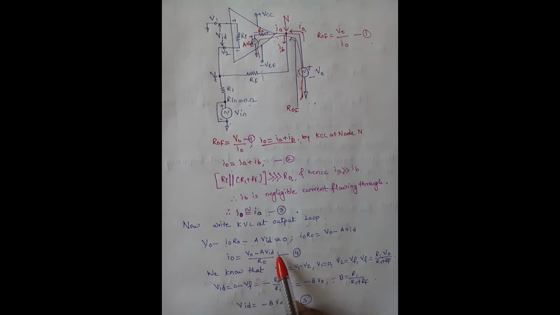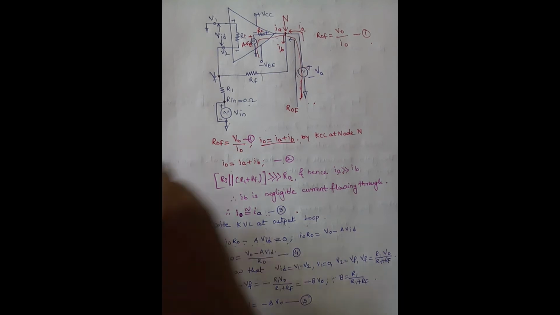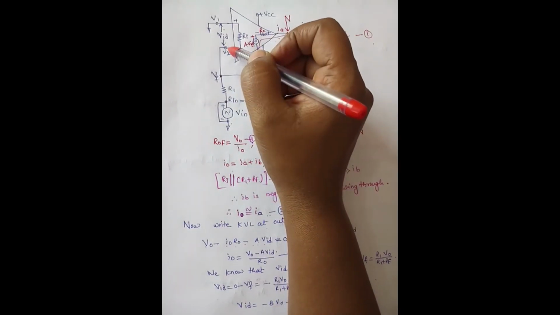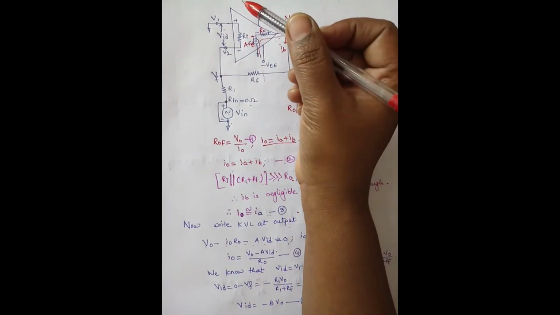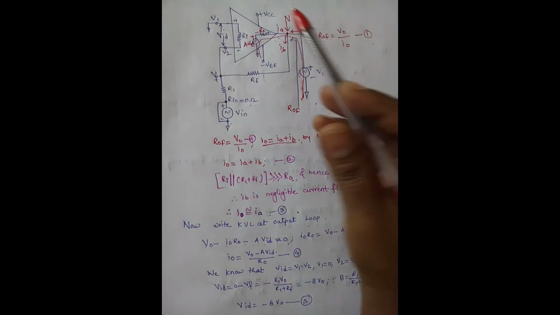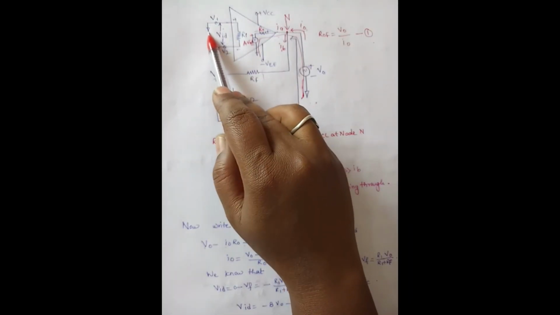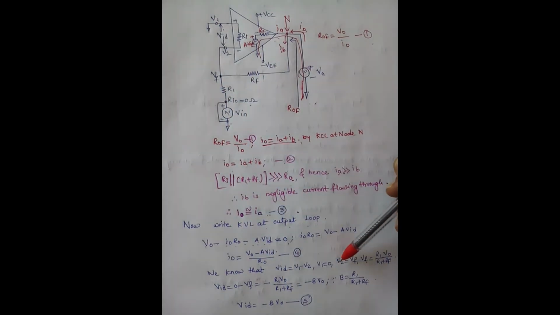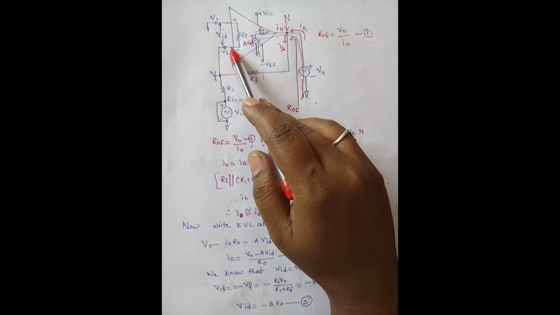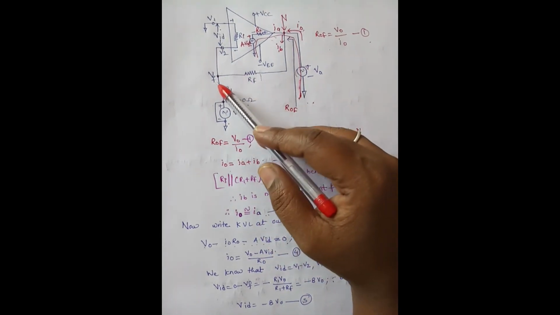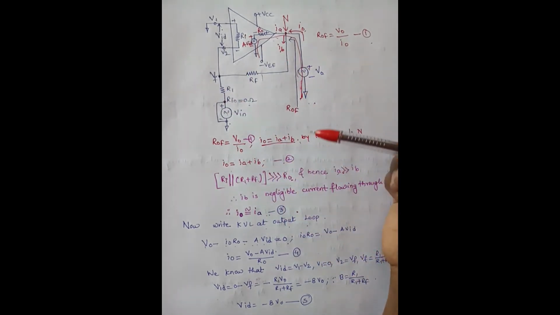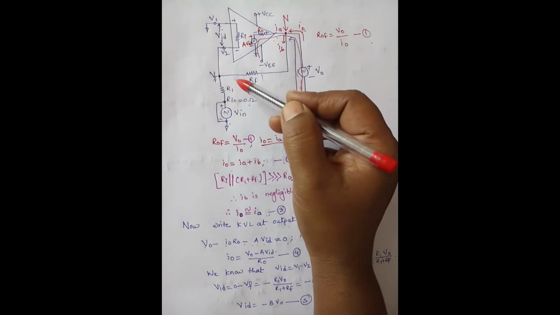Okay. Now here again we got the term VID. What is VID? VID is nothing but the difference between the voltages at the input terminals, V1 minus V2. So VID is V1 minus V2. What is the value of V1? V1 is connected to ground, so V1 is equal to 0. But what about V2? V2 is nothing but the feedback voltage VF, and that is nothing but the voltage across the resistor R1.